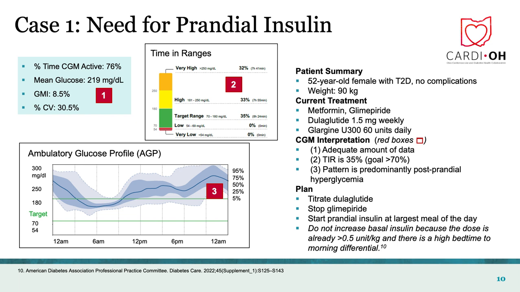So in this case, an acceptable strategy would be to potentially titrate that dose of dulaglutide as tolerated up to the maximal dose. You could probably stop the glimepiride at this point, or at least consider reducing it to reduce the risk of hypoglycemia, and then start a dose of short-acting insulin at the largest meal of the day. And we can expect to get about 50% of patients to goal with this strategy alone. But further increasing that basal insulin is not going to be the most effective strategy here.